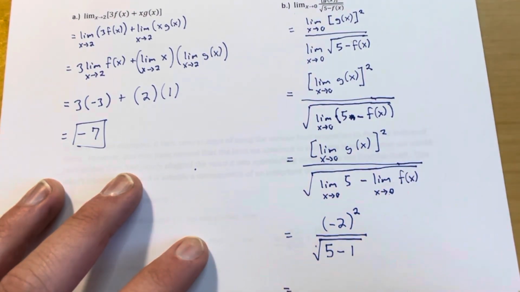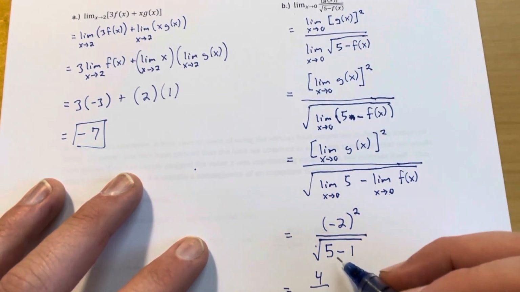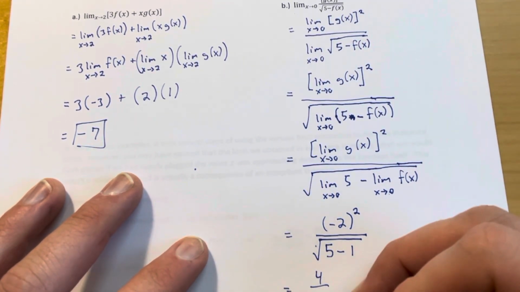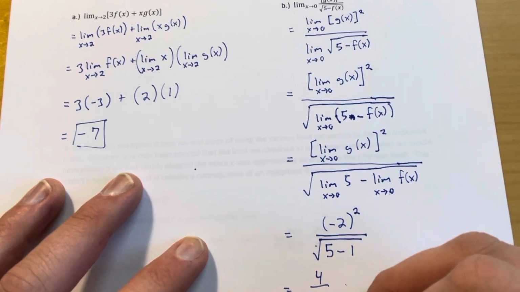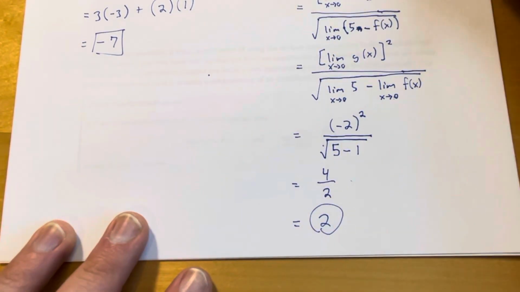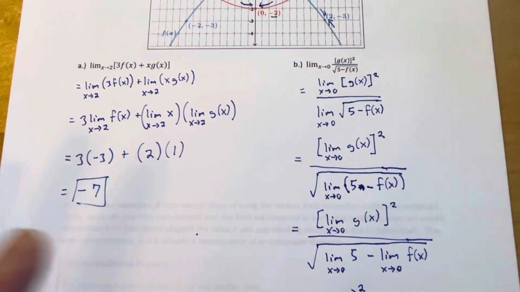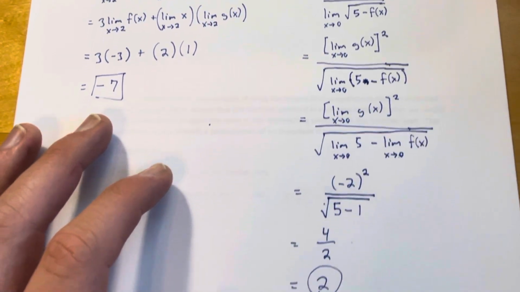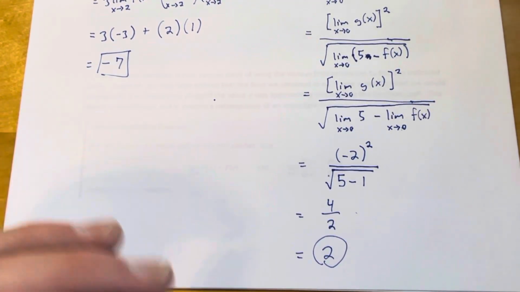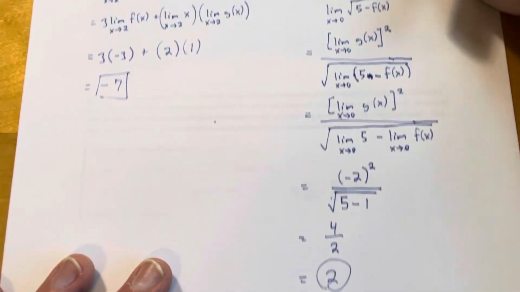Okay? -2 squared is 4. 5 minus 1 is 4, and the square root of that is 2. And so we get 4 over 2, or just 2, as an answer. Okay? Now, if you notice, that was a lot. There were a lot of steps there. And it might feel like that was overkill, and it kind of is. But it's showing how we use each of these different properties to evaluate these various limits.